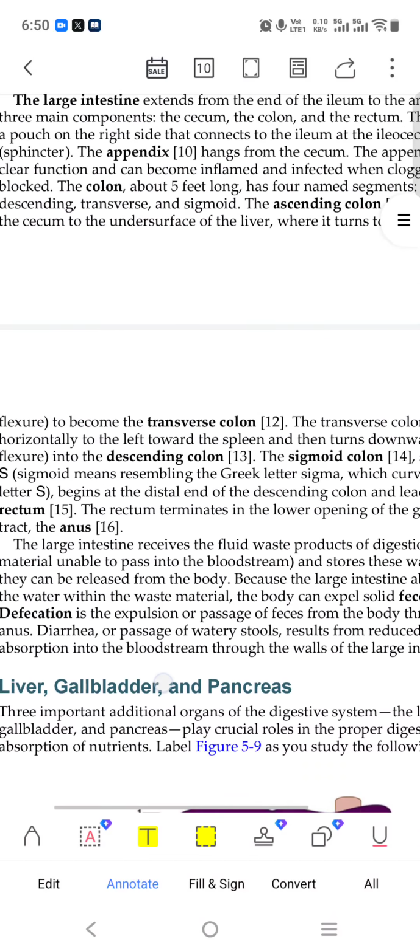Enamel is the hard outermost layer of the tooth. Enzyme is a chemical that speeds up a reaction in digestion. Esophagus, fatty acid, feces, gallbladder, glucose, glycogen, hydrochloric acid, ileum. The ileum is the third part of our small intestine.